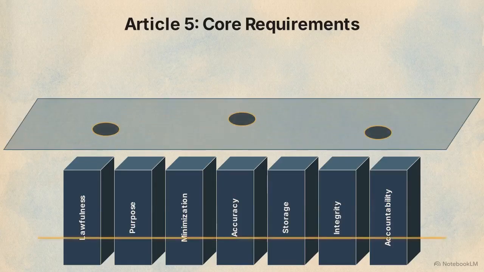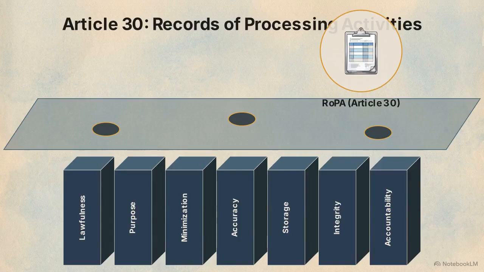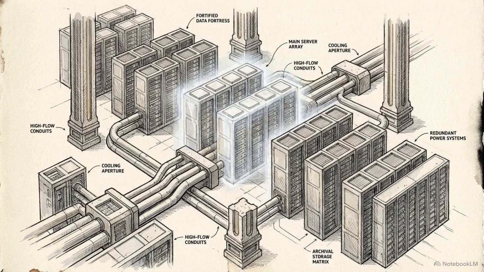To remain compliant, a system must be able to systematically prove that these 7 principles are active across all data lifecycles. Organizations prove this through an Article 30 requirement, known as a Records of Processing Activities, or ROPA. This is a ledger that maps the origin, purpose, and destination of every data packet the system handles. This map provides the necessary visibility to protect and legally justify any data stored within the infrastructure.